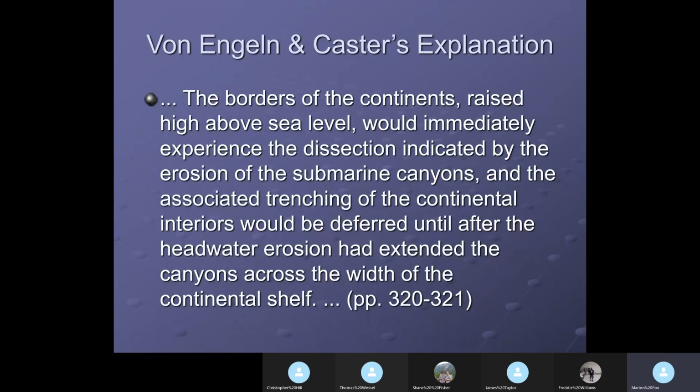The borders of the continents raised, and Engeln and Caster continue, now raised high above sea level would immediately experience the dissection indicated by the erosion of the submarine canyons, and the associated trenching of the continental interiors would be deferred until after the headwater erosion had extended the canyons across the width of the continental shelf. So that's what they're saying. But they have to have something to raise that whole continent up and then lower it back down again later. You got to put light material on the bottom of it and take that light material off it and let it settle down. And that's just ridiculous.